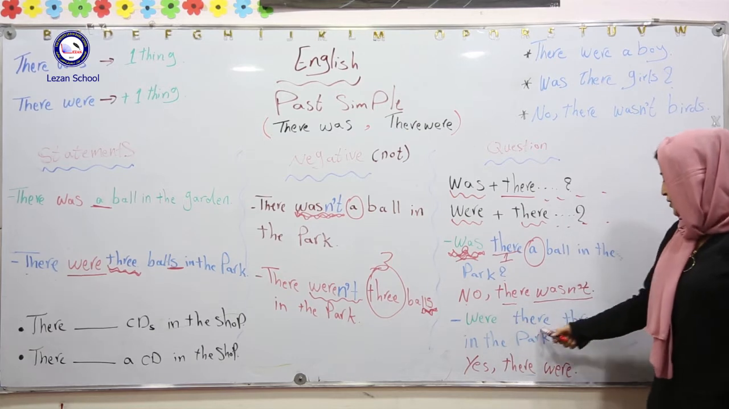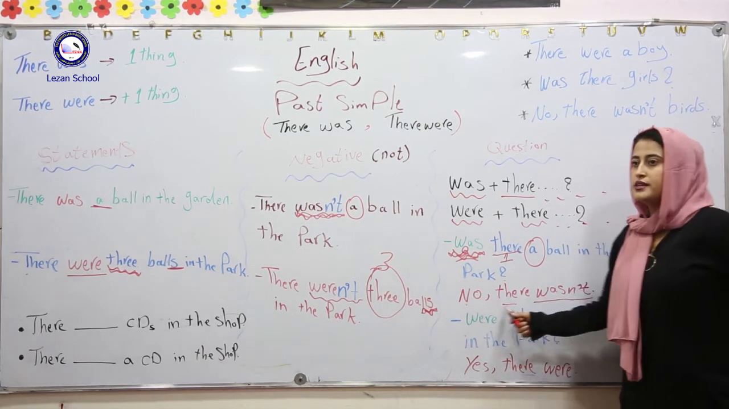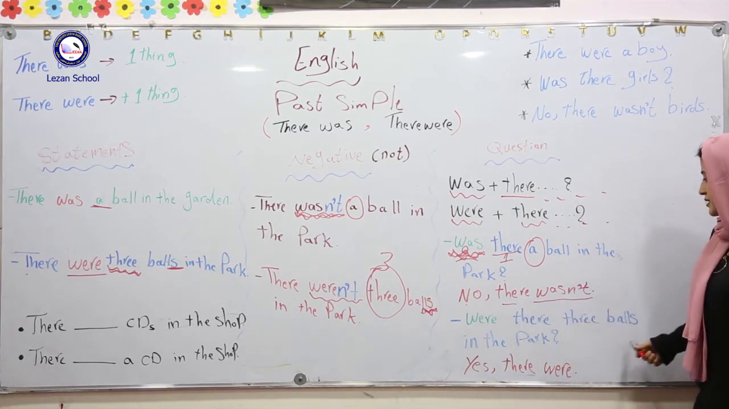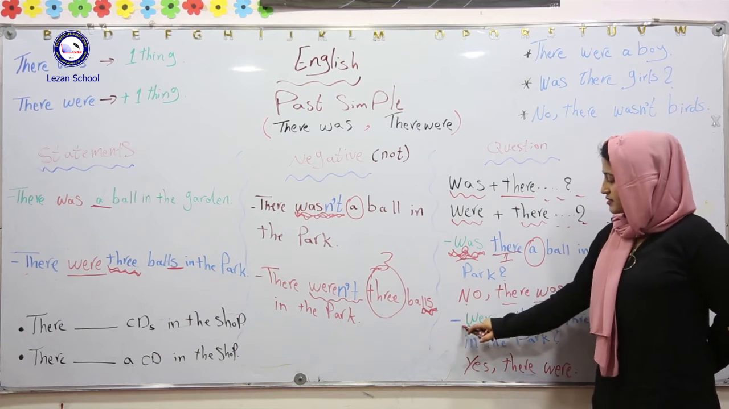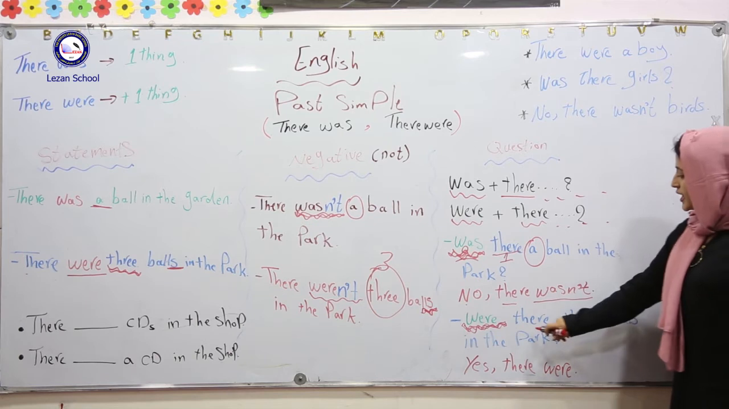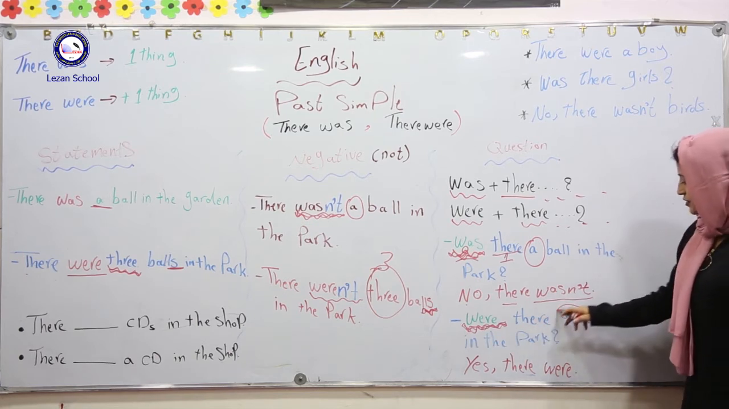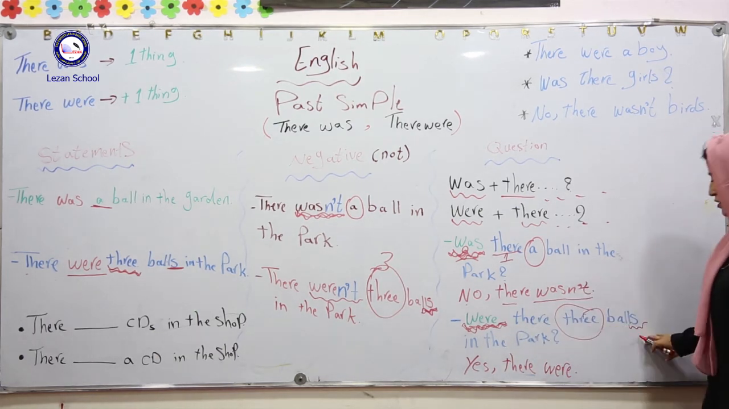Were there 3 balls in the park? We use were as that refers to the question sentence, and were because we have 3 balls, and we have s plural too. Were there 3 balls in the park?